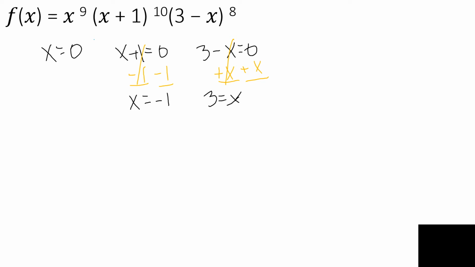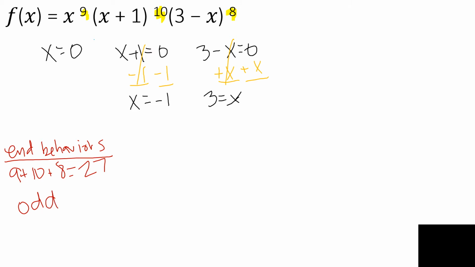Okay, so now we have our zeros. This is where our graph will either cross or touch our x-axis, okay? But before we get that far, let's talk our end behaviors. And for end behaviors, let's see what order polynomial we have. We are going to add up all the exponents. We're going to add 9 plus 10 plus 8, and that is going to give us 27. So this is odd.